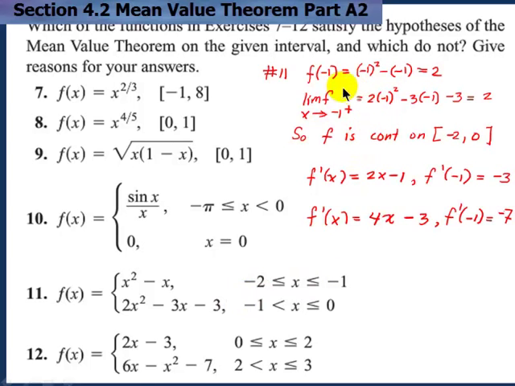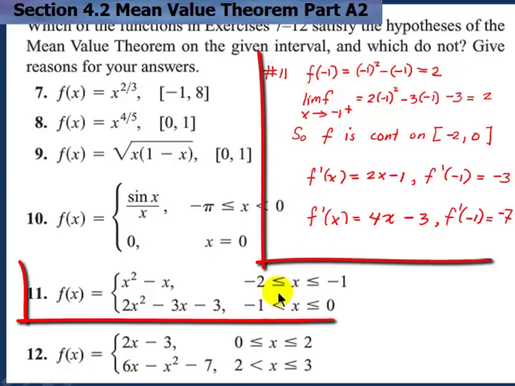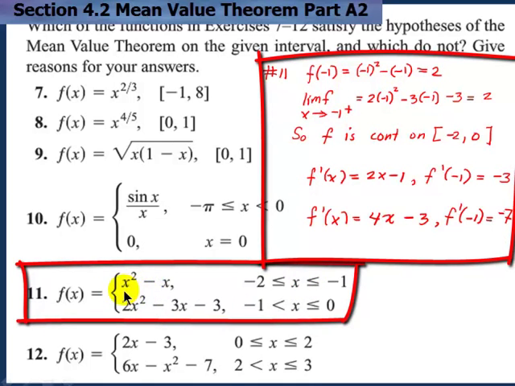So what we'll do is look at f of -1. f of -1 is equal to 2. You just plug -1 into x squared minus x, because that's where it's defined. They said that x is equal to -1 here.